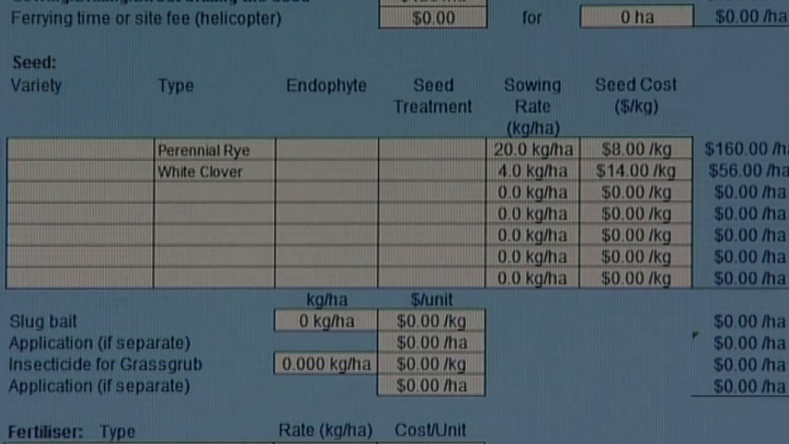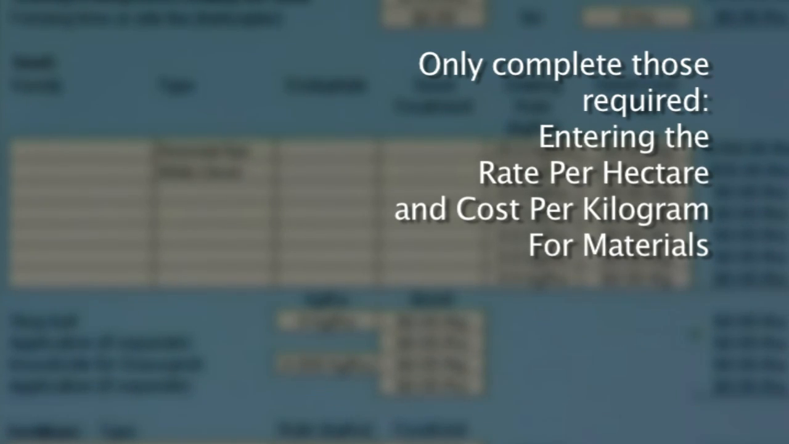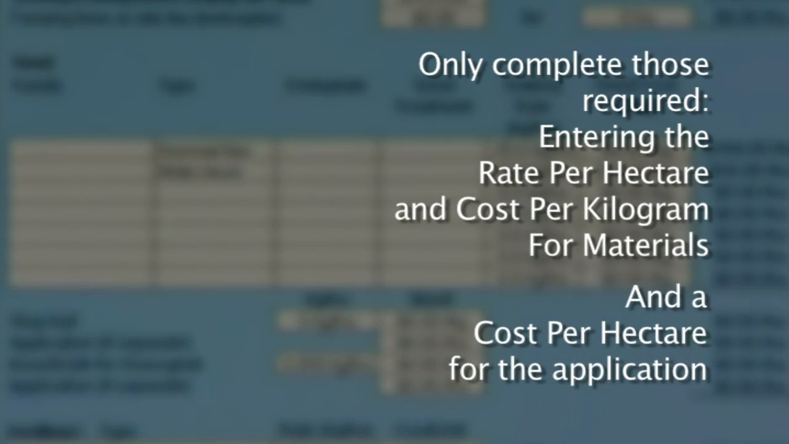The remaining sections include slug bait, insecticide, fertiliser, post-emergent weed spray, insecticide and nitrogen. Only complete those required, putting figures for the rate per hectare and the cost per kilogram for materials and a cost per hectare for the application.